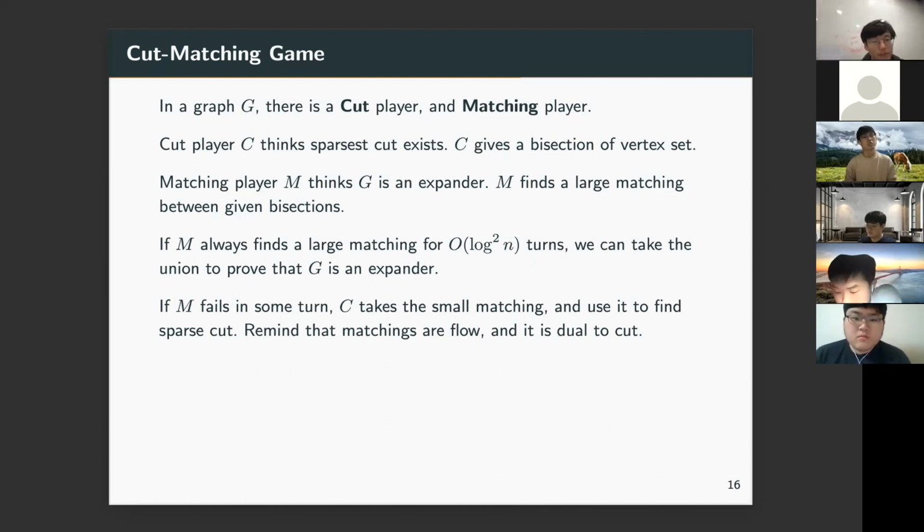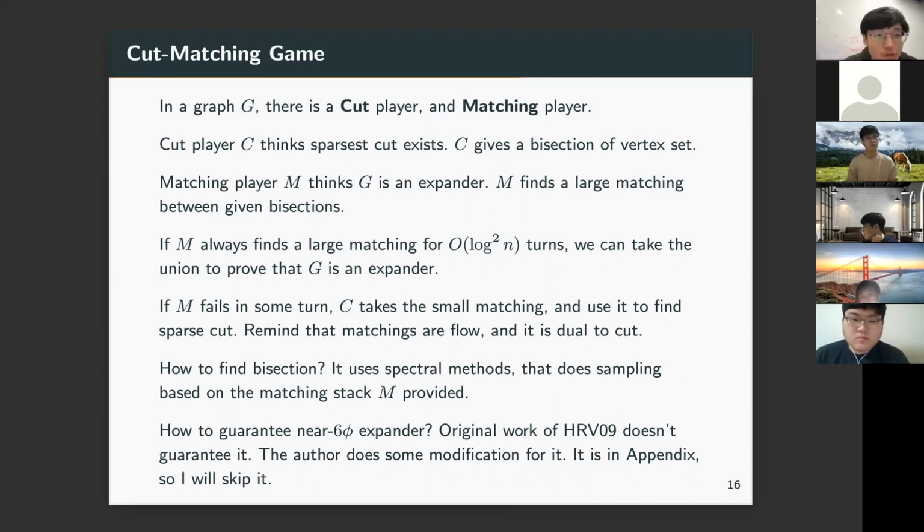If M fails in some term, then C can take a small matching, and it can be used to find the sparse cut, because the matching is a flow, and a flow is dual to some cut. So you use that cut, and if C has a good strategy, then the failure to find the flow in some bisection can be extended to a sparse cut.